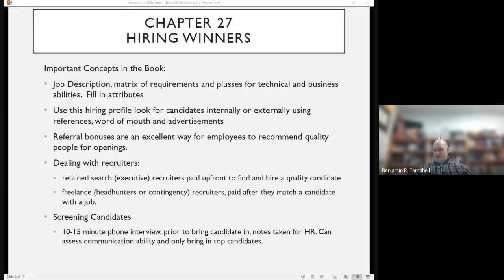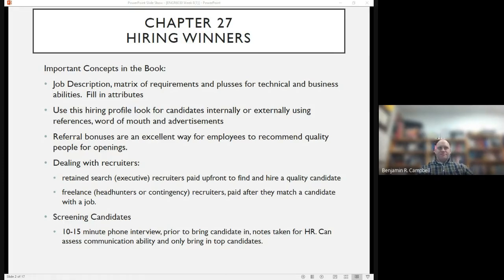So chapter 27 is called Hiring Winners. The entire chapter is the hiring process for sales engineers. Chapter goals: complete a hiring profile based upon a job description, build a pre-interview worksheet, develop a strategy for interviewing and checking references, then make the hire.